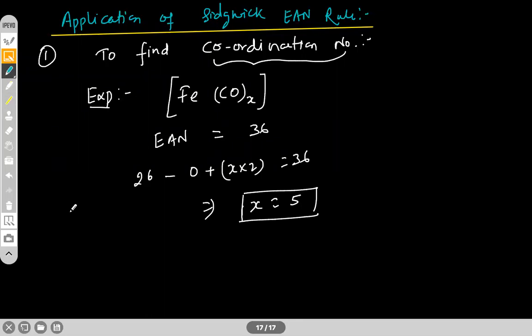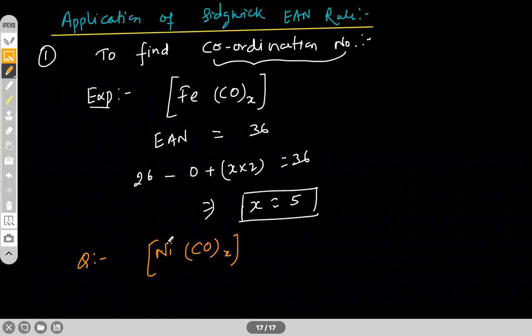Could you find out for Ni? What is the coordination number for Ni(CO)x? Is it 4? Yeah, the X value is 4 when you solve this. Ni is 28. Okay, so the coordination number is 4. This is the first application.